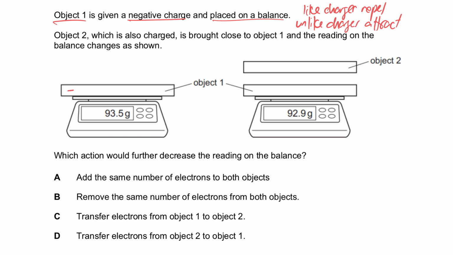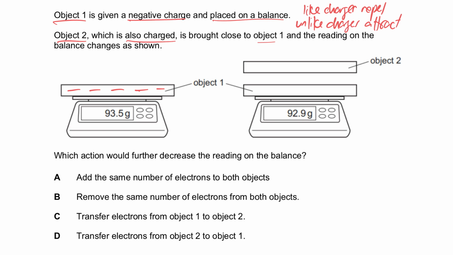So let's assume a nice number here. There are excess 5 electrons, making this object 1 negatively charged, and object 2 is also charged and is placed close to object 1, and the reading on the balance changes as shown. So you can see that from 93.5 it decreases to 92.9 gram.